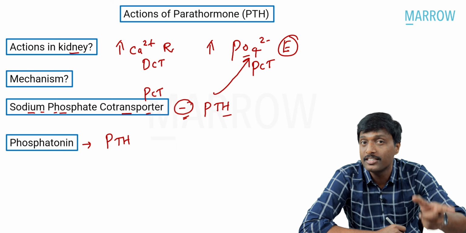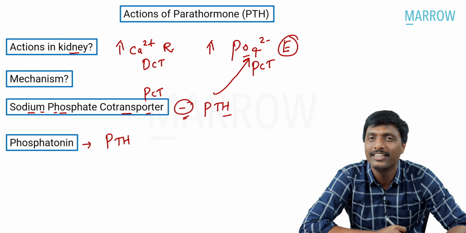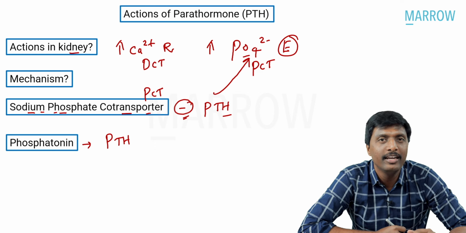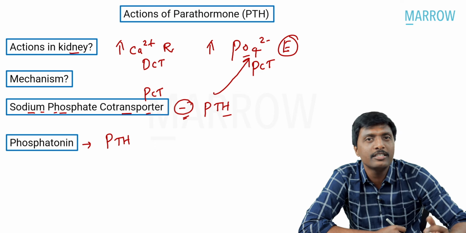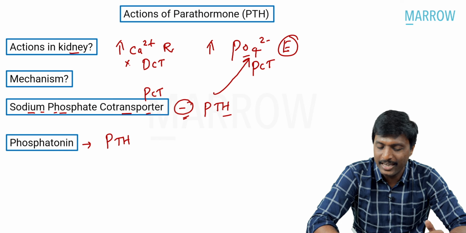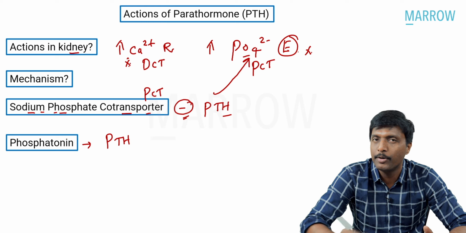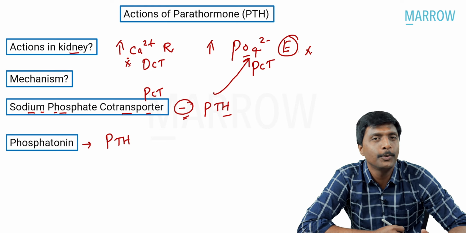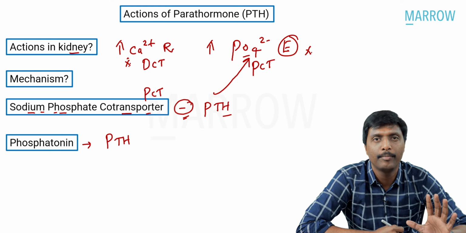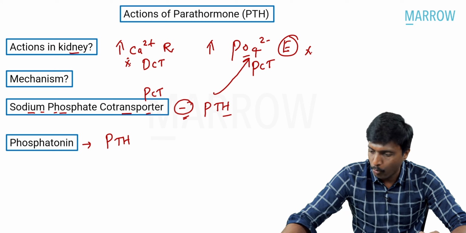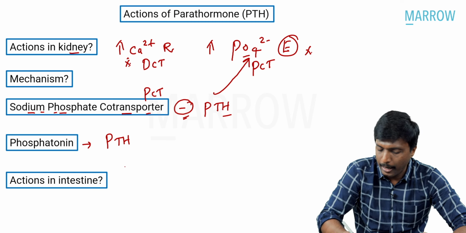It also causes reduced calcium excretion. That is why it increases osteoclast resorption and is also calcium conserving, parathormone. Parathormone also causes phosphate excretion. So two important organs are over: bone and kidney. What about intestine, sir?